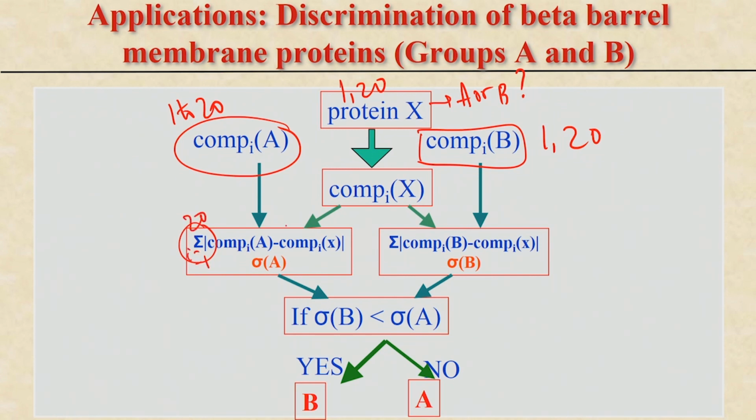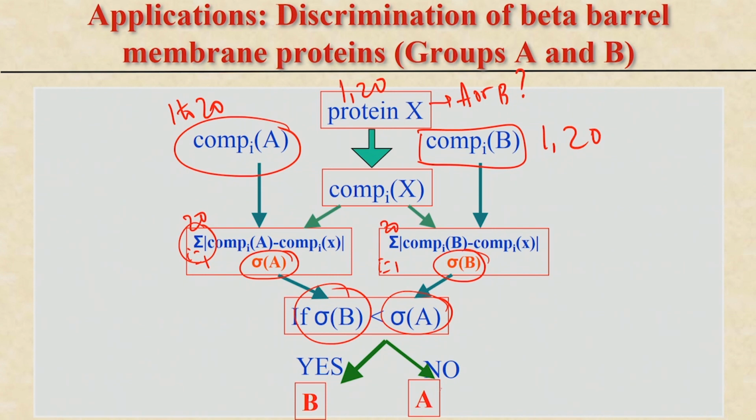and finally we get a number, which we can call sigma A, the deviation from the group of proteins A. Repeat the same: take the same composition X and compare with B, for 20 residues, i equal to 1 to 20. Get the difference, and the total difference will be sigma B. So, comparing with composition A we get sigma A, and comparing with composition B we get sigma B. Now compare these two, sigma A and sigma B: which one has less deviation? Here B is less, so this belongs to group B.